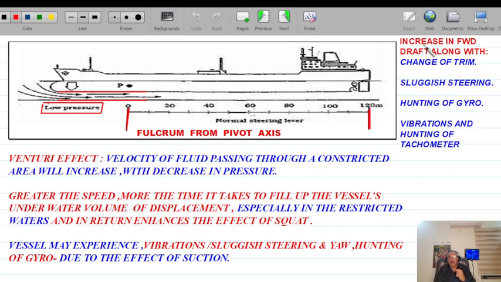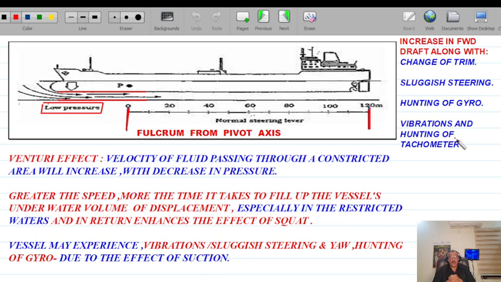So I repeat again. First is an increase in the forward draft for a vessel with a block coefficient of more than 0.7. Increase in the forward draft along with the change of trim, sluggish steering, hunting of the gyro, vibrations and the hunting of tachometer.